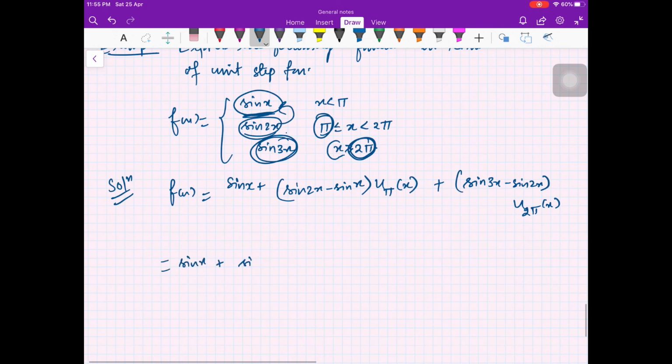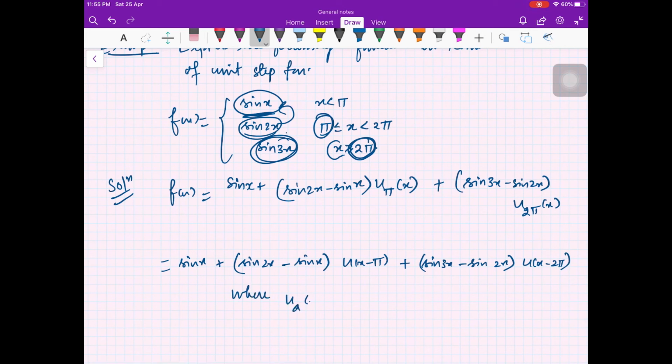So you can also write it as sine of x plus sine of 2x minus sine of x, u of x minus pi, plus sine of 3x minus sine of 2x into u of x minus 2 pi, and you can further state where u_a(x) means this is 0 for x less than a and it is 1 for x greater than or equal to a. So this is how we write a given function, which is a multi-valued function, in terms of unit step function.